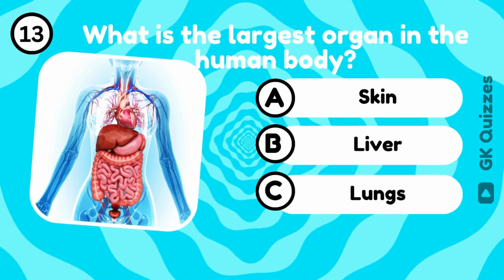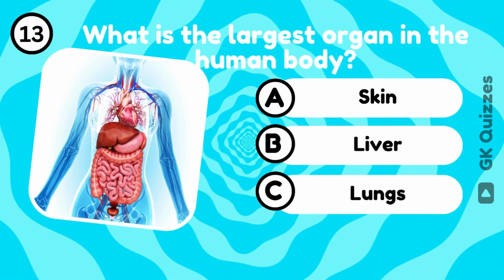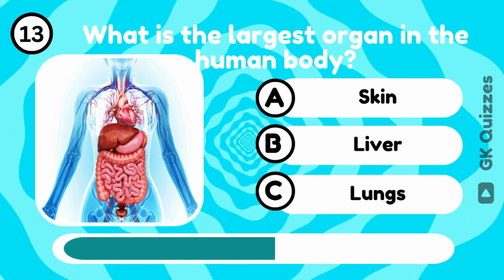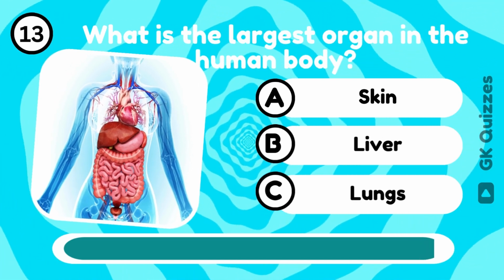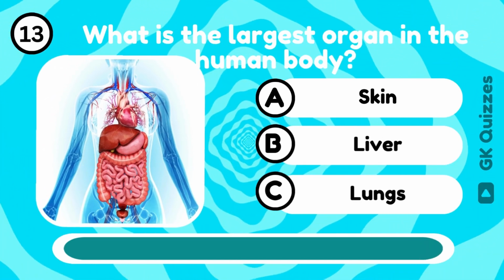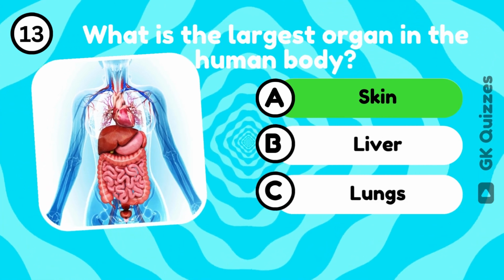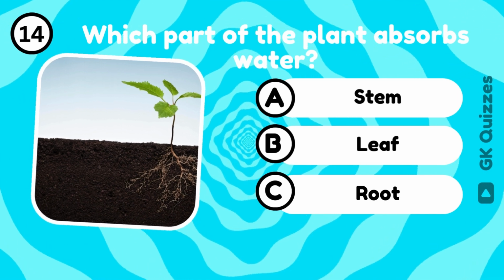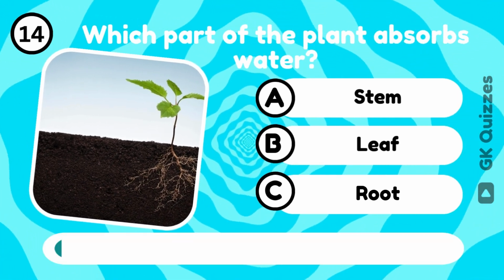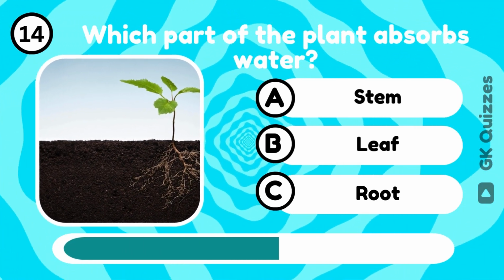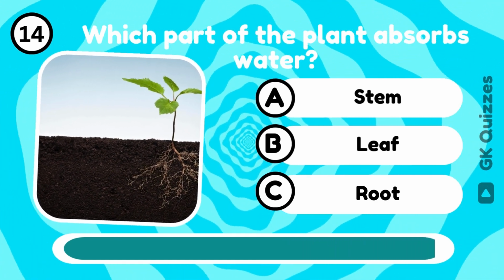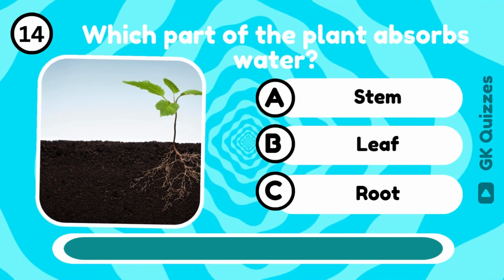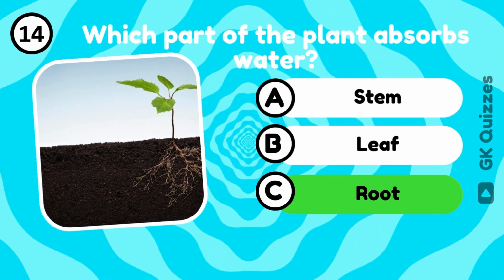What is the largest organ in the human body? Skin, liver, or lungs? The correct is skin. Which part of the plant absorbs water? Stem, leaf, or root? The correct is root.